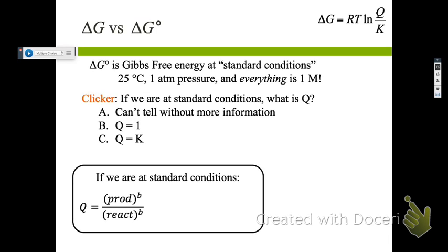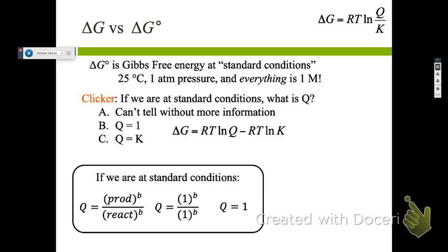All right. So the majority of people answered based on this idea, but remember, anytime we're talking about Q and K, regardless of what the K is or what the Q is related to, always go back to concentration of products over concentration of reactants raised to stoichiometric coefficients. What are the concentrations of everything when we're at standard conditions? 1 molar. So Q is always 1 at standard conditions.